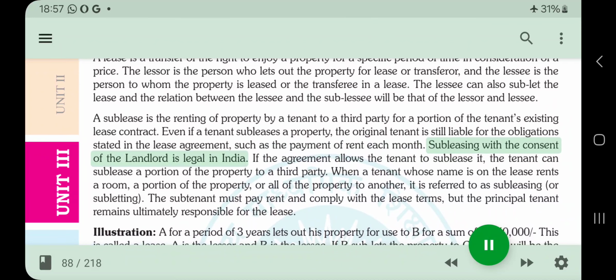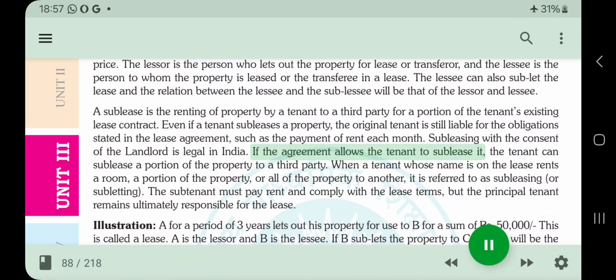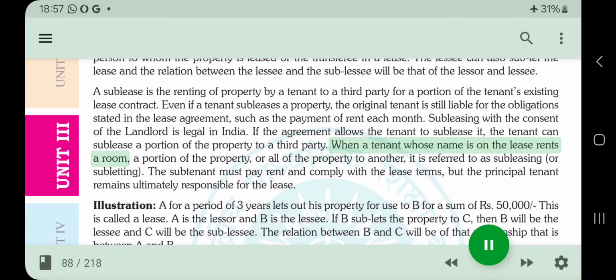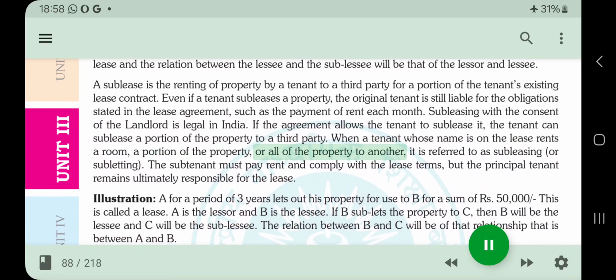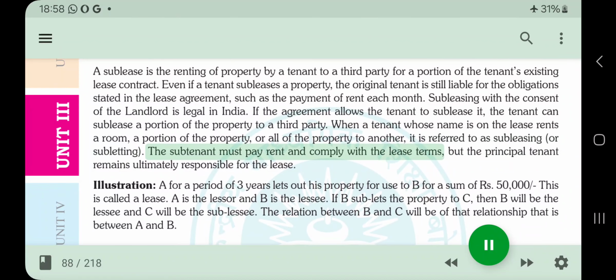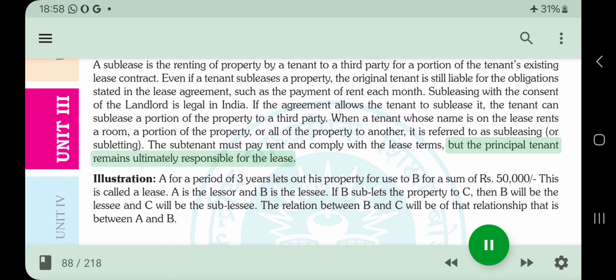Subleasing with the consent of the landlord is legal in India. If the agreement allows the tenant to sublease it, the tenant can sublease a portion of the property to a third party. When a tenant whose name is on the lease rents a room, a portion of the property, or all of the property to another, it is referred to as subleasing, or subletting. The subtenant must pay rent and comply with the lease terms, but the principal tenant remains ultimately responsible for the lease.